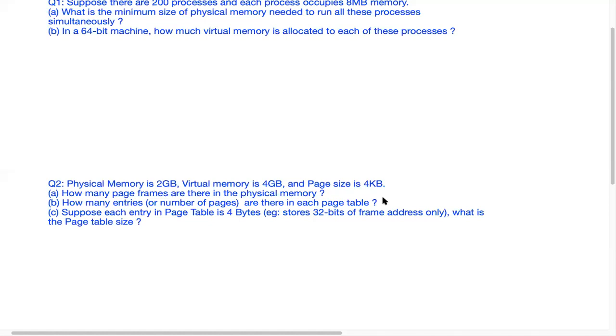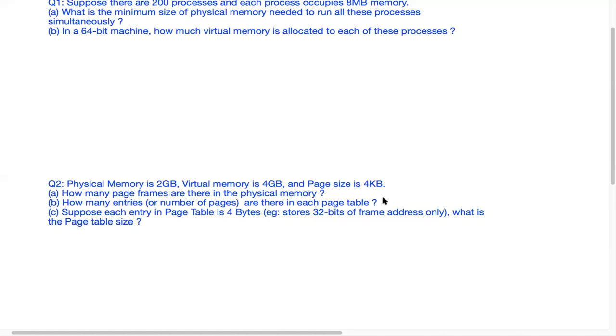So 2A, the key thing that you have to notice is page frames. It's not talking about pages. It is talking about page frames. That means you have to understand that the notion of frames comes from the fact that the main memory is partitioned into frames. So when you see the physical memory, you have 2 GB space. So 2 GB divided by 4 KB, right? Which is 2 raised to power 31 divided by 2 raised to power 12, which is 2 raised to power 19.